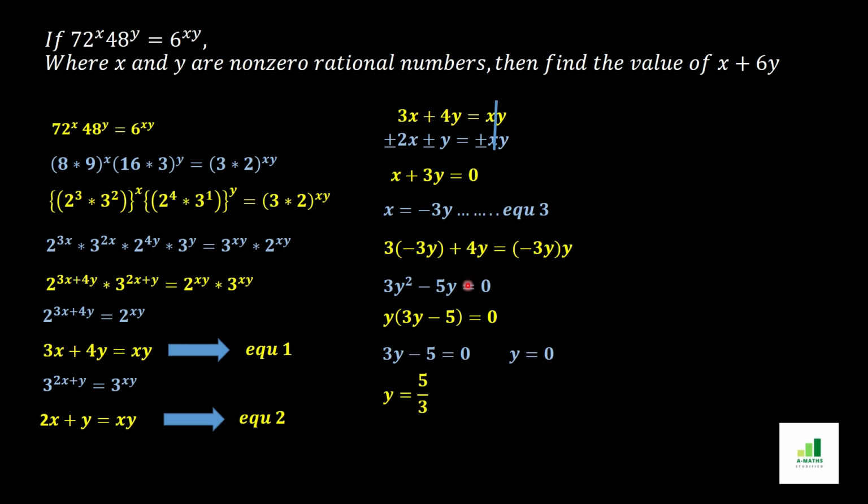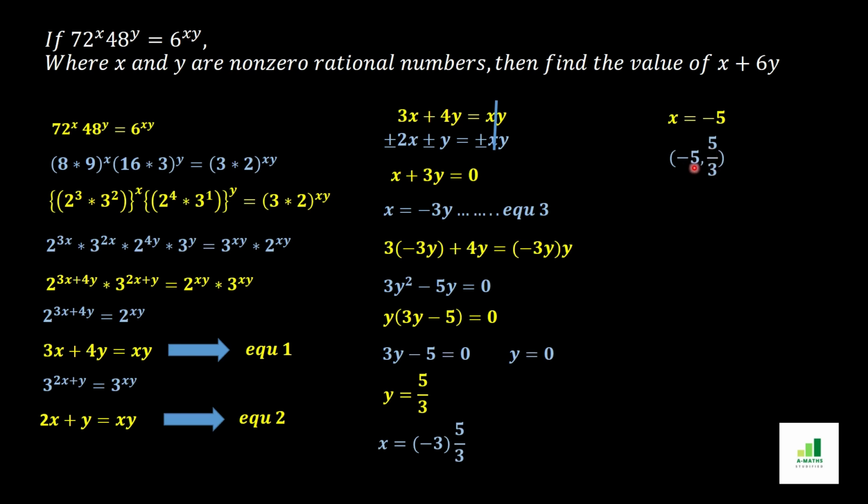Now I will put these values of y one by one inside equation number 3 and get the value of x. When I first put the value of y, 5 upon 3, inside equation number 3, I will get x equal to minus 3, same as equation number 3, but y will be replaced by 5 over 3. This 3 and this 3 will cancel out, and x will be equal to minus 5. Now the coordinates of x and y are minus 5 comma 5 upon 3. This is the value of x and this is the value of y.